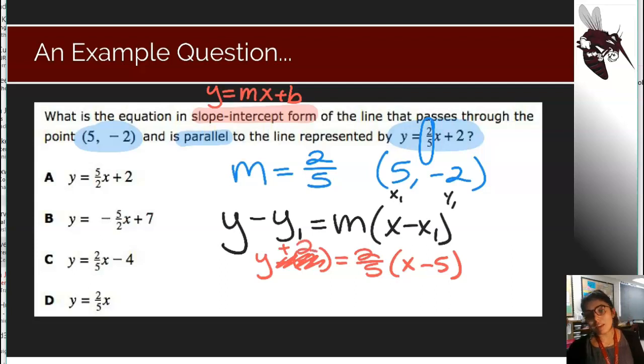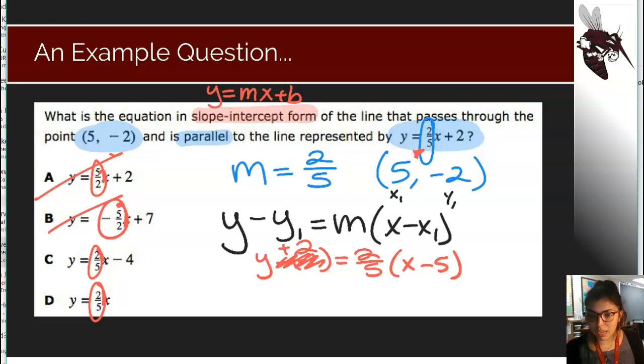Now none of my answer choices are in point-slope form, so I have to remember how to distribute and create a slope-intercept form equation. But if we want to look at these answer choices really quick, we know it has to be parallel to this line right here, which means it has to have the same slope. Is that the same slope? No. Is that the same slope? Definitely not. These two, however, have the right slope. We just need to make sure they are the right line.